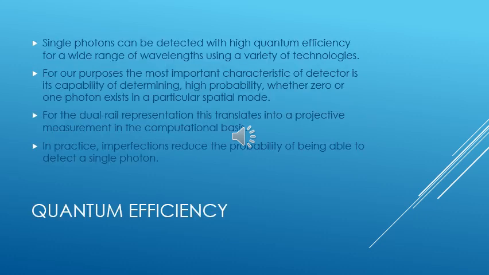Single photons can be detected with a high quantum efficiency for a wide range of wavelengths using a variety of technologies. For our purposes, the most important characteristic of a detector is its capacity of determining with high probability whether 0 or 1 photon exists in a particular spatial mode. For the dual rail representation, this translates into a projective measurement in the computational basis. In practice, imperfections reduce the probability of being able to detect a single photon.